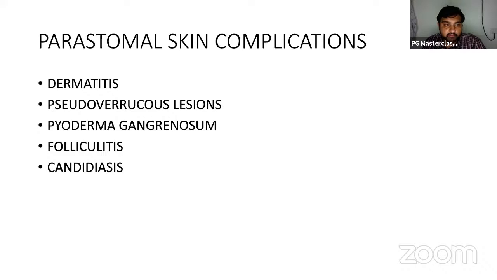For dermatitis and pseudovaricose lesions, for a pseudovaricose lesion, potassium permanganate soaks are placed over the lesions. Once they dry off, scaling occurs and they are removed. And for dermatitis, normal calamine lotion and zinc oxide application is done. Zinc oxide. Sorry, ma'am, zinc oxide.